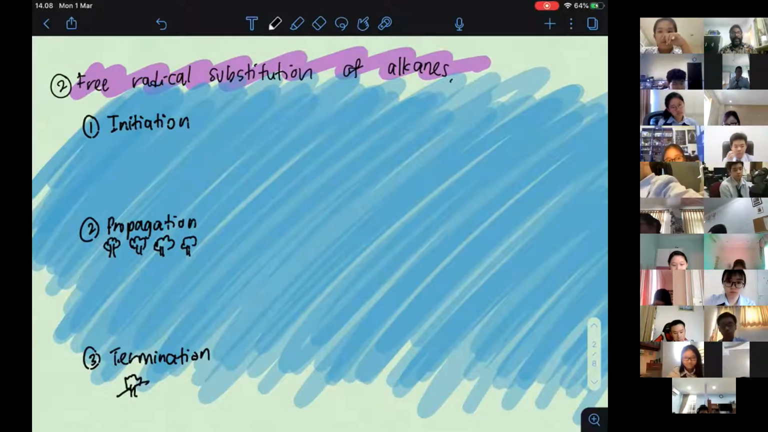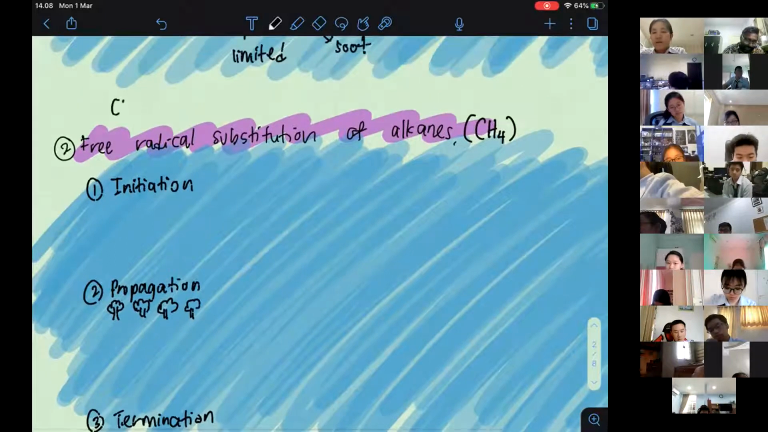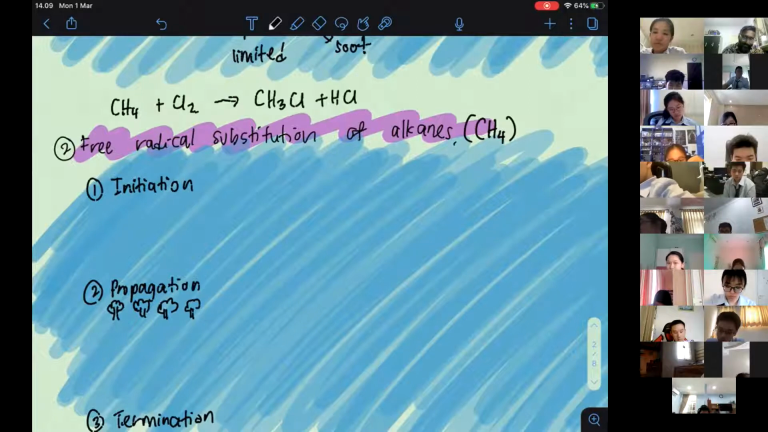So let's utilize whatever I mentioned in terms of equations, and talk about the simplest alkane, methane. Let's write down the equation for CH4 plus Cl2, for example. There is going to be a substitution reaction. So I'm going to substitute one of the H. So you have CH3Cl plus HCl. So this is one of the reactions, substitution.